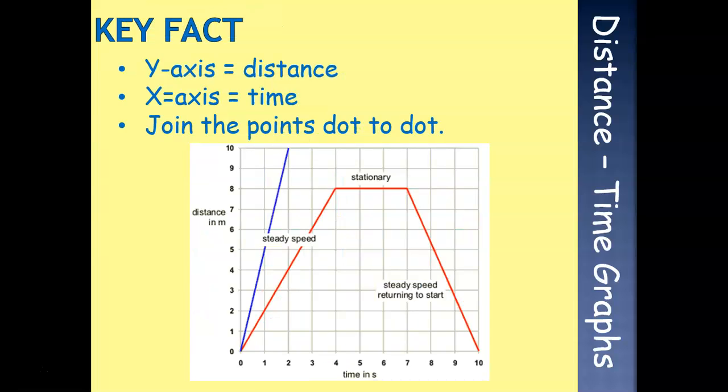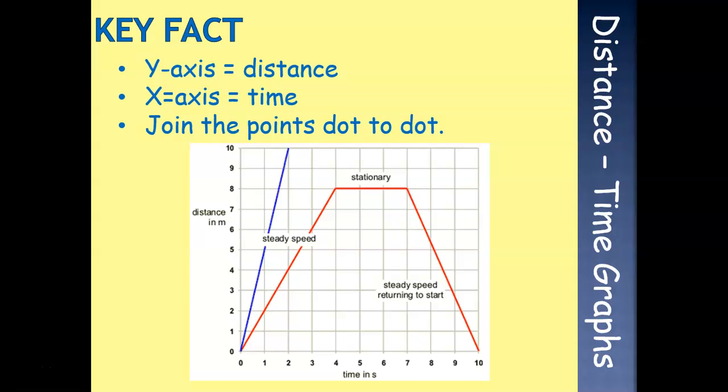Our key facts for these, your y-axis, so the side axis always needs to be distance. The x-axis along the bottom always needs to be time. And for a distance time graph, I won't ever tell you to do this again, but for a distance time graph you need to join the points dot to dot.